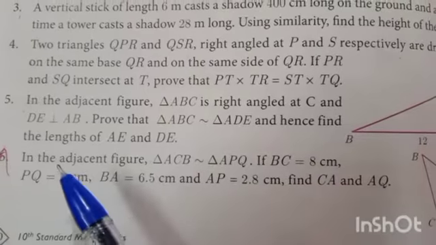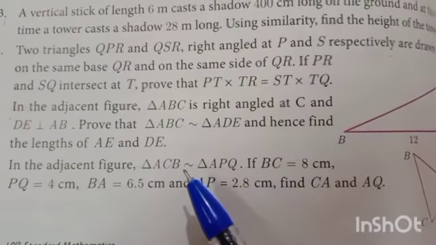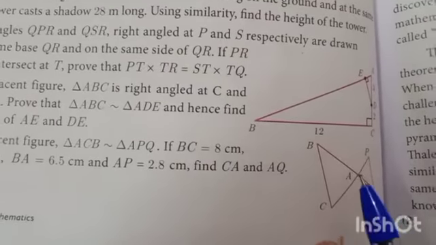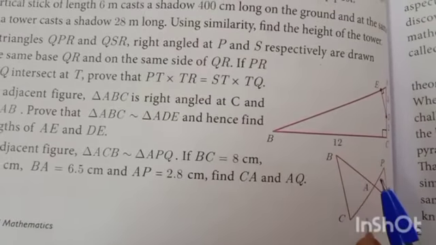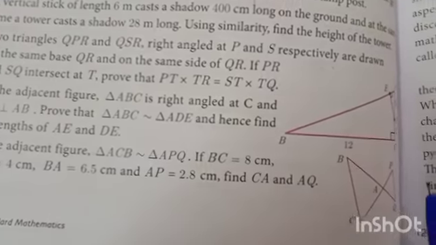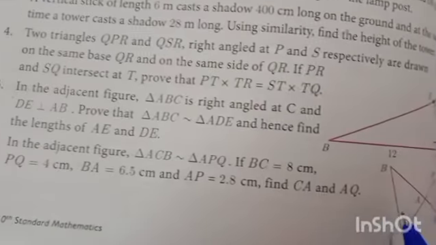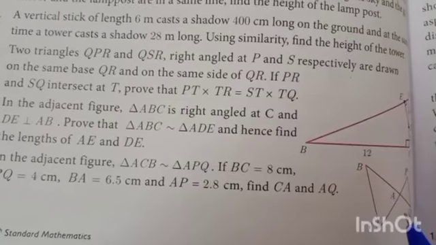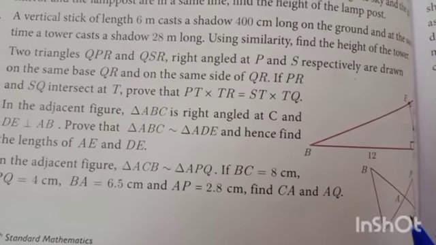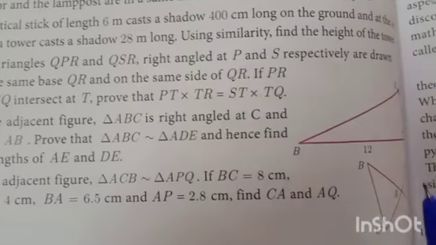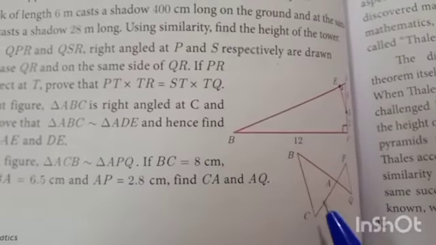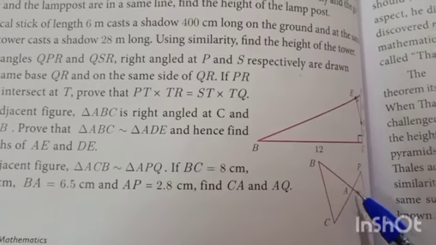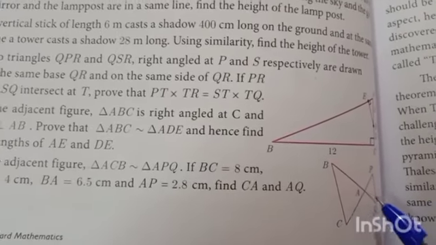Students, now sixth question. In the adjacent figure, triangle ACB is similar to triangle APQ. BC is equal to 8 centimeter. PQ is equal to 4 centimeter. BA is equal to 6.5 centimeter. AP is equal to 2.8 centimeter. Find CA and AQ. We want to find this side length and the AQ length.